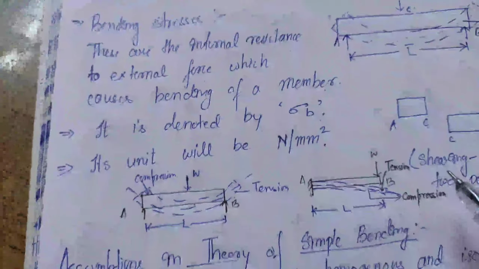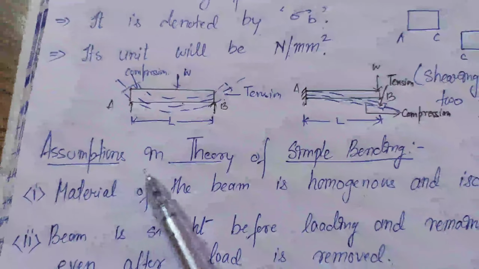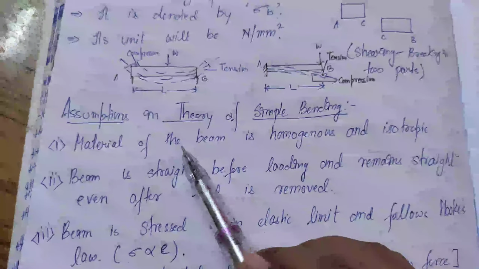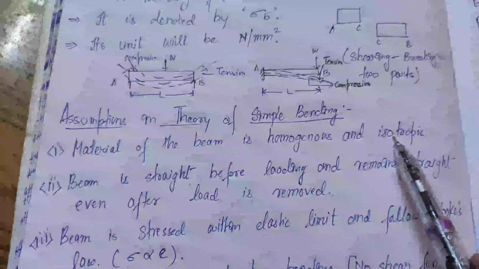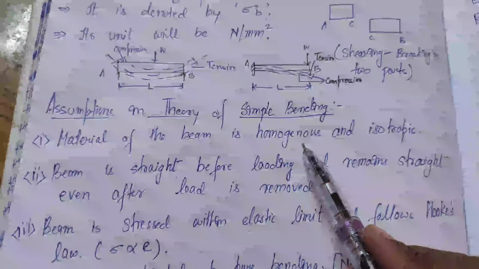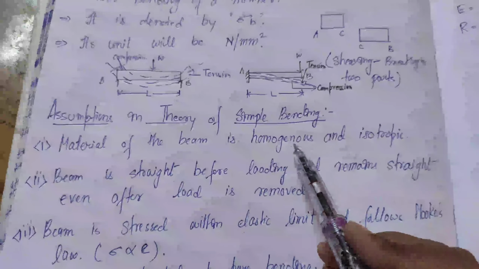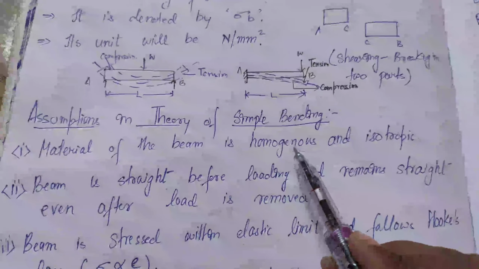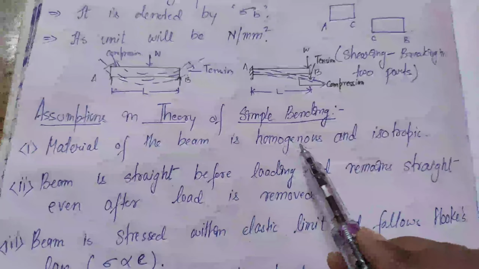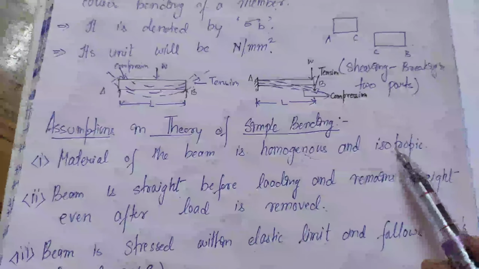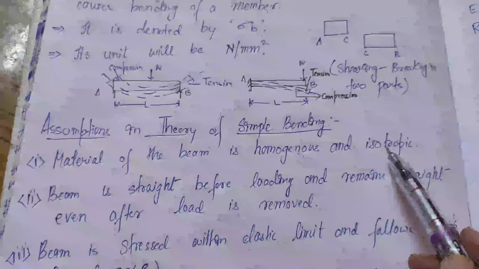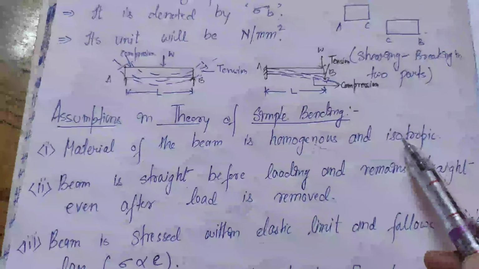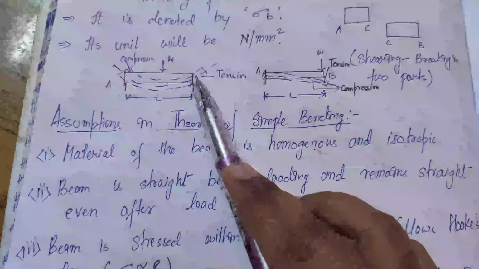Now we'll move to some assumptions. What are the assumptions in the theory of simple bending? The number one assumption is that the material of the beam is homogeneous and isotropic. You have come across these two words many times, right? So what is homogeneous? The whole section of the beam will be considered of the same material. If it is made of steel, the whole beam or section will be made of steel. And isotropic means the material properties will be the same in all directions. Suppose Young's modulus, it will be the same throughout the section of the beam.